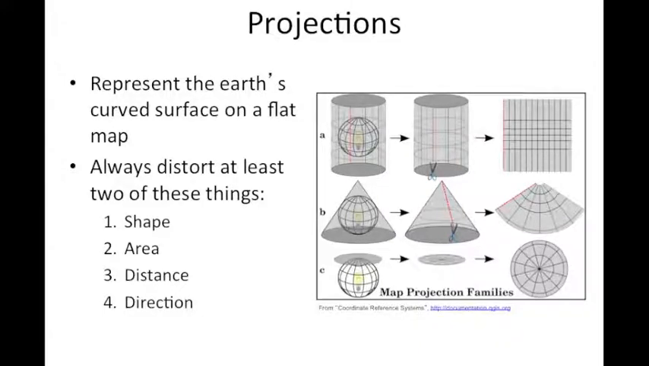But all projections do distort at least two of those things: shape, area, distance, and direction. Shape is the actual angles of the outside lines of a country, for example. And then area is the size, distance would be the measurement between two points, and direction would be the actual angular measure on a compass if you're traveling from one place to another. So you can't ever have a projection that keeps all of those things straight because, again, we're taking a round map and putting it on a flat piece of paper.